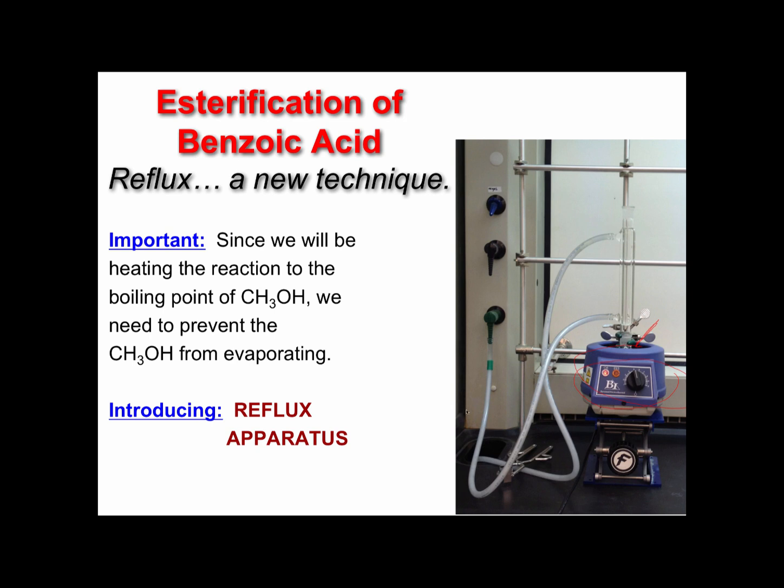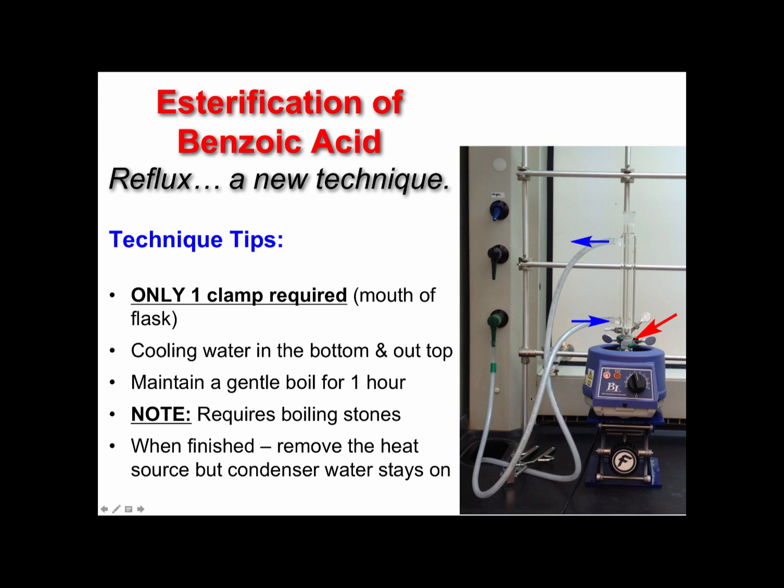You flow water in through the bottom. Here I've shown with arrows, the water goes in through the bottom and the water comes out through the top. If you hook the tap up to the top tube, the water will run down the side and run right out the bottom tube, and water will not fill the condenser. So this is the way to hook this up.